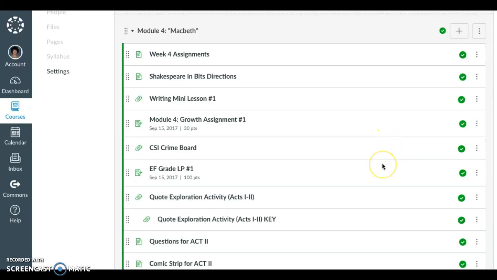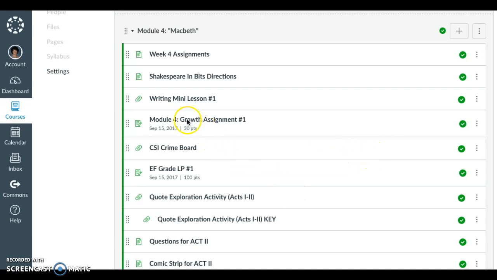Hey all, this is the how-to video on the growth assignment number 1. Now this assignment has many moving parts, but the outcome is not that difficult. It's just there's a lot of pieces to it. So let's go ahead and start looking at this.